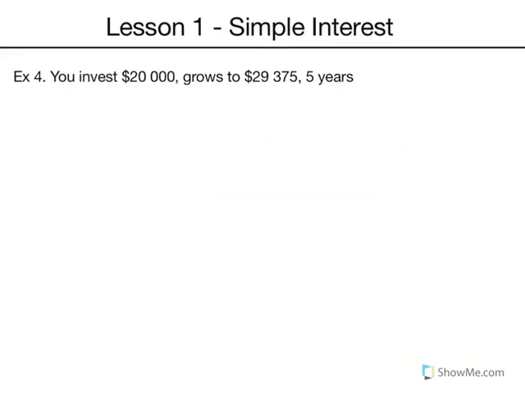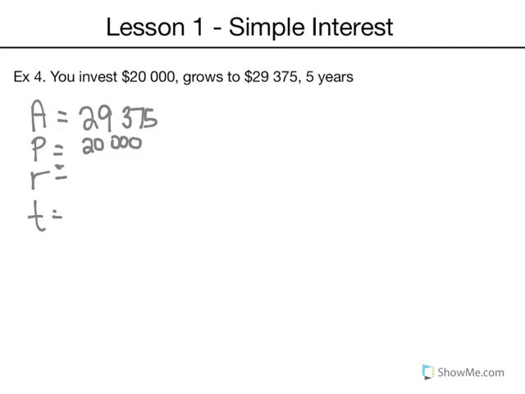Okay, example 4. You invest $20,000 into a CSB, and what that stands for is a Canada Savings Bond, and it grows to be $29,375 in 5 years. What's the interest rate? So we have A, P, R, T. Our future value is 29,375. Our principal is 20,000. We don't know the rate, but we know the term is 5.